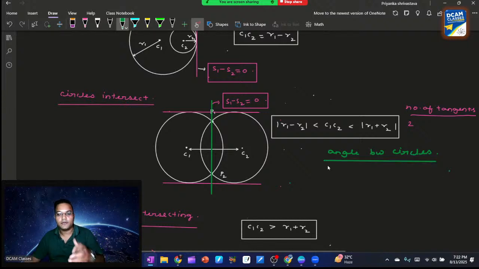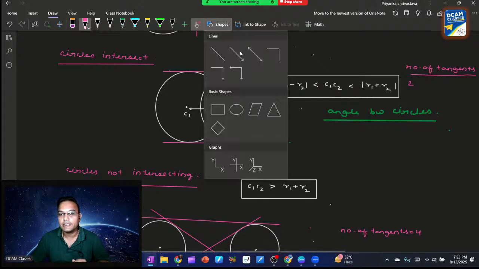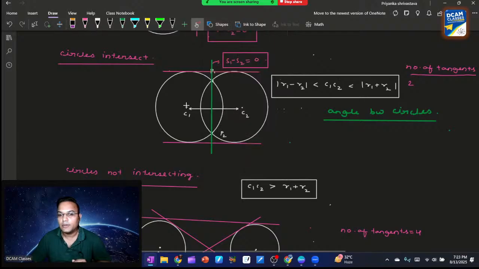Because it's very difficult to draw this diagram again and again, I'm doing it here only. Angle between the circles means the angle between the tangents. So you are able to follow now? I'm not going fast. Everything is understood now. Easy.